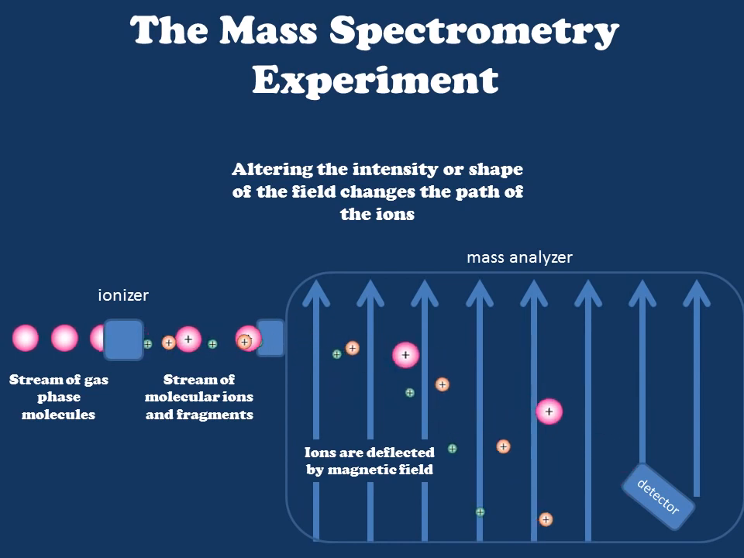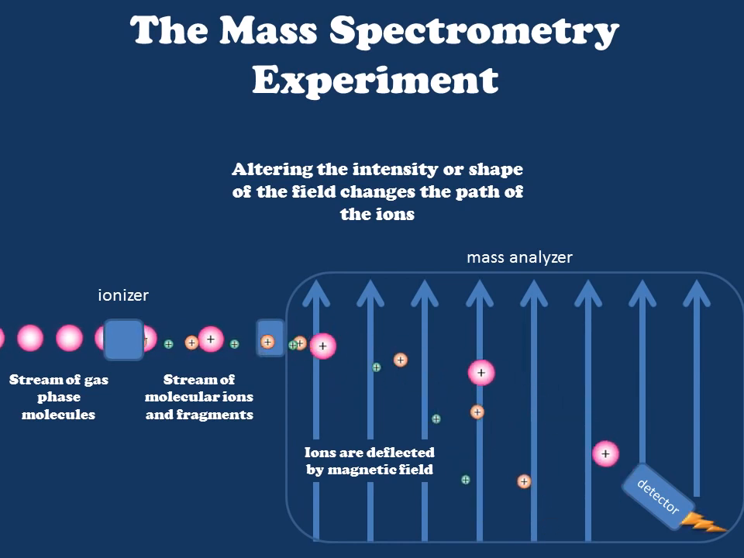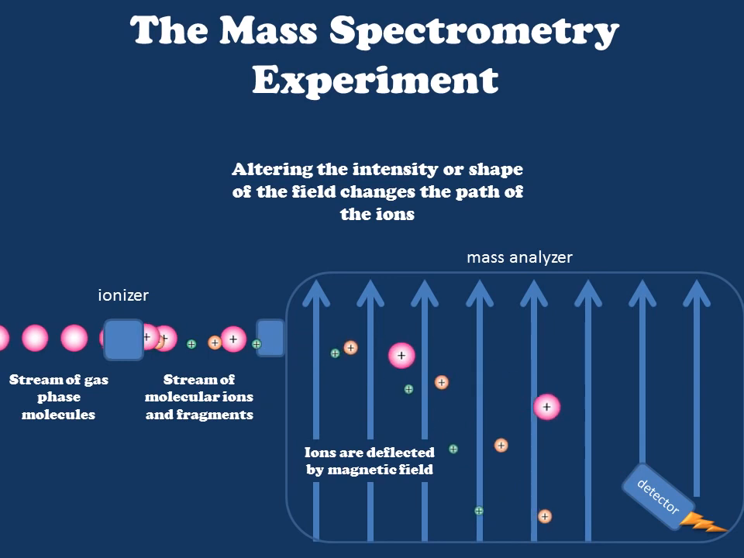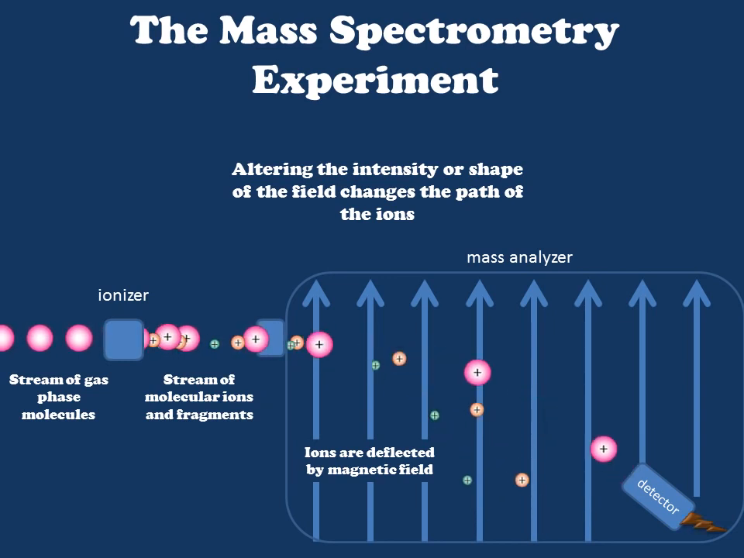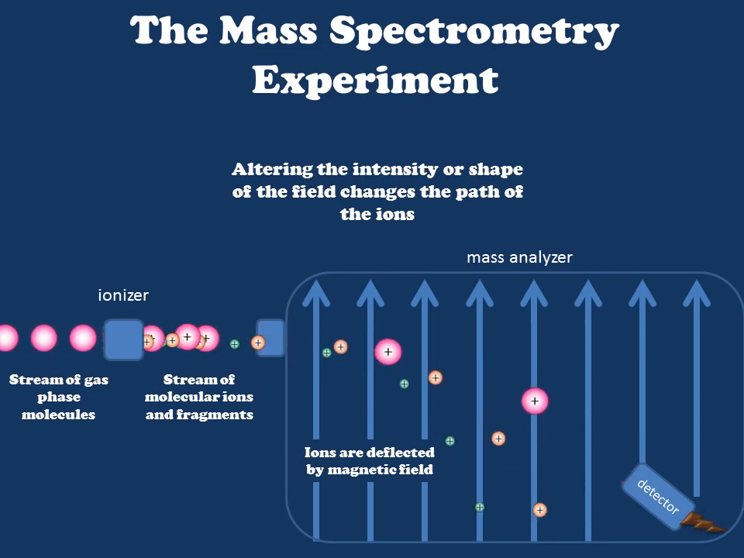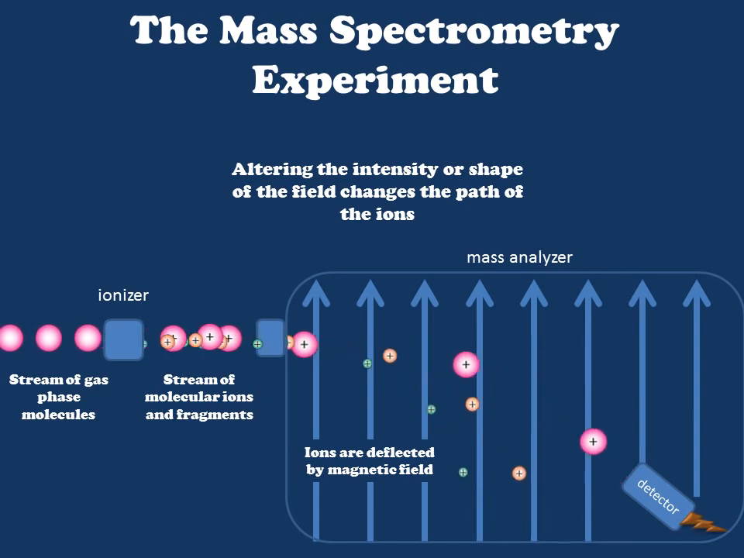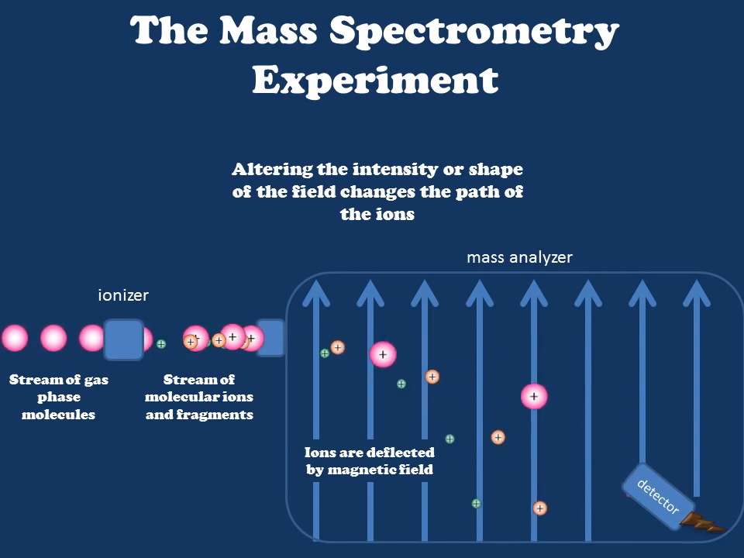If we increase the field strength one more time, notice that now the molecular ions are striking the detector, which will generate a new current. So at this particular field strength, the computer workstation will know that there is some type of an ion which is reaching the detector.